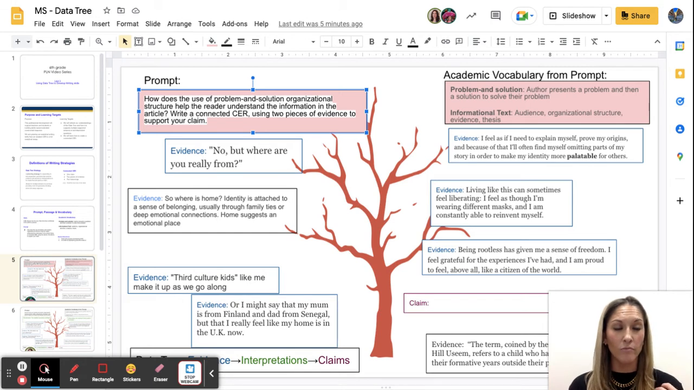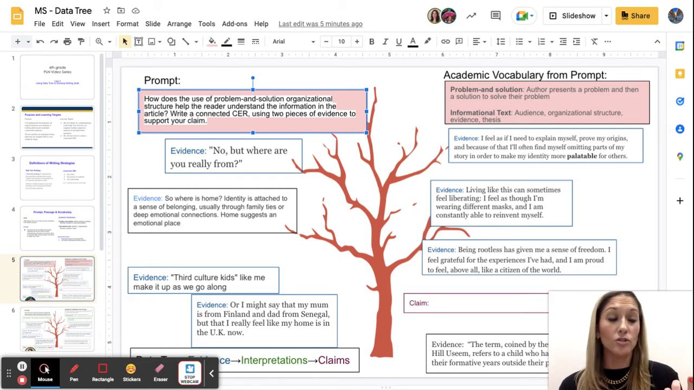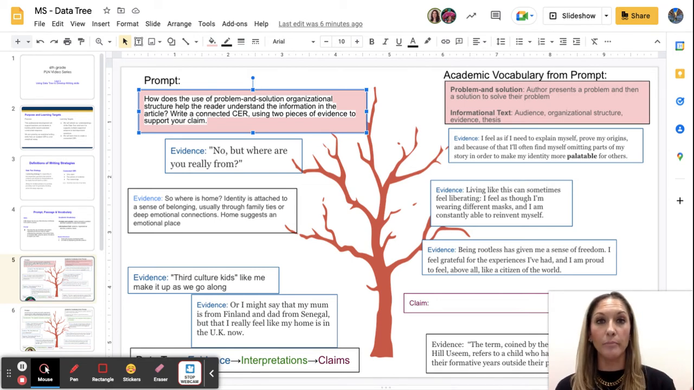I remember from studying organizational patterns that in problem and solution, the author presents a problem and then provides a solution to solve that problem. I also know that with an informational text, I, as the reader, have to understand who the audience is, who this is intended for, what organizational structure the author chose to get this information across, any evidence the author might be presenting to me as the reader, and then I might also be thinking about thesis.